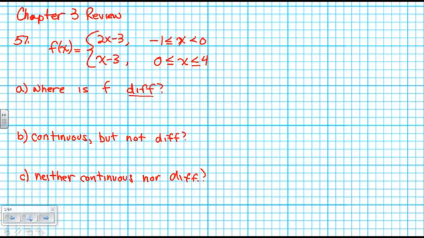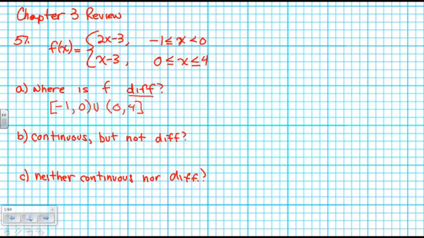the very least. So in terms of where is it differentiable, well, it certainly can be differentiable on the interval from -1 to 0, and from 0 to 4. And let's just double check whether it is indeed differentiable at 0.